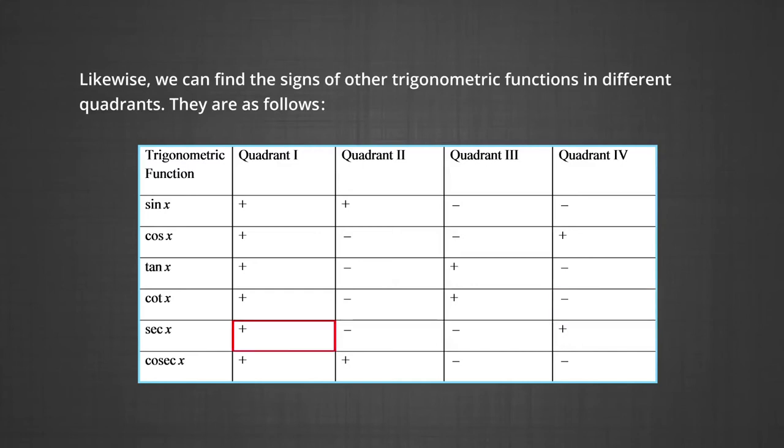Sec x is positive in the first quadrant, negative in the second and third quadrant, and again positive in the fourth quadrant. Whereas, cosec x is positive in the first and second quadrant and is negative in the third and fourth quadrant. Further, we have the following results which can be derived. We state them here without the proofs.